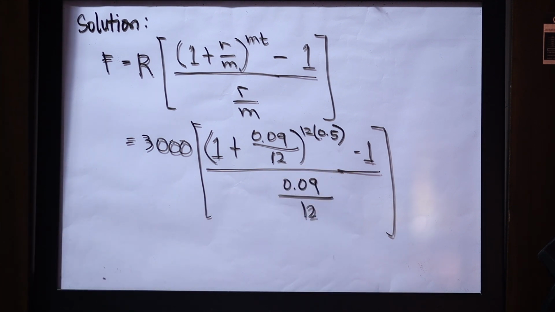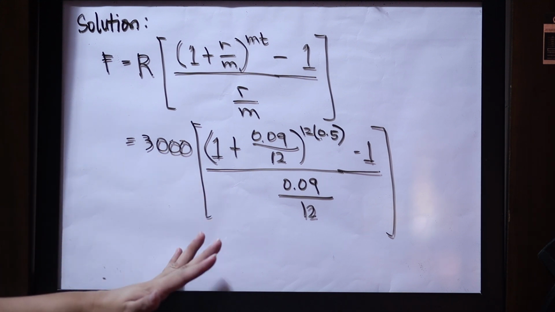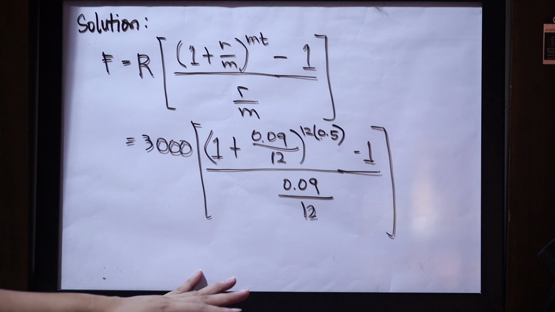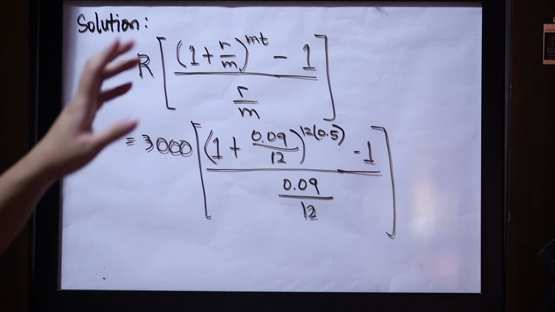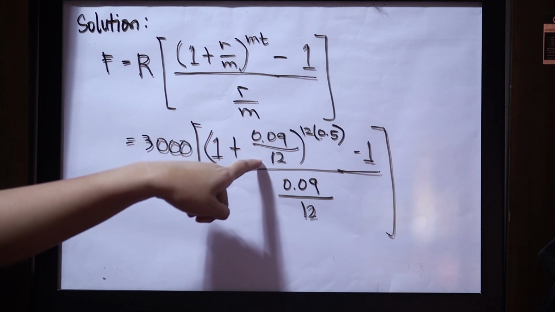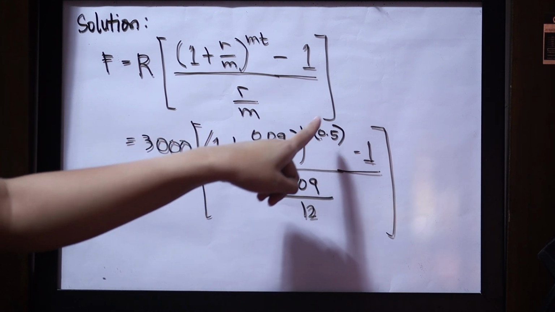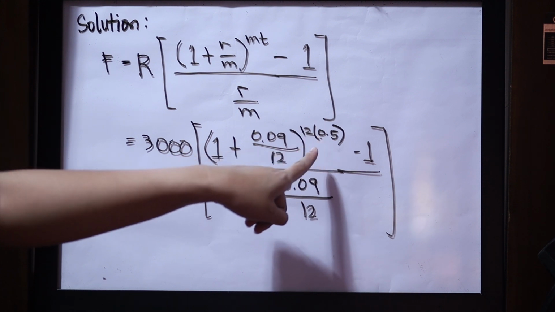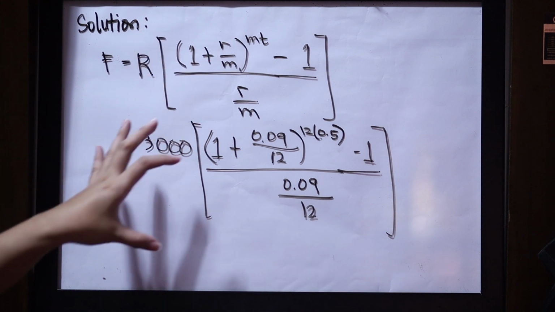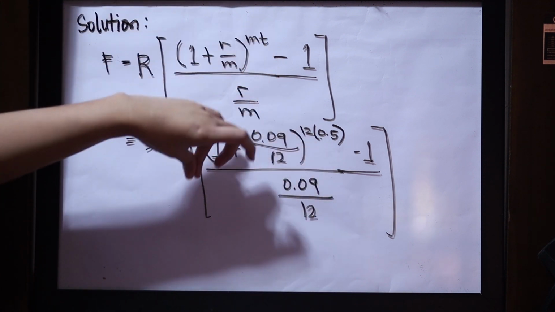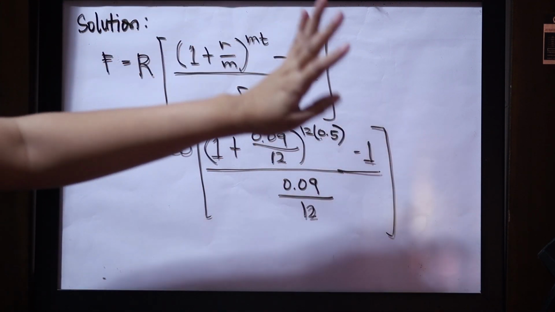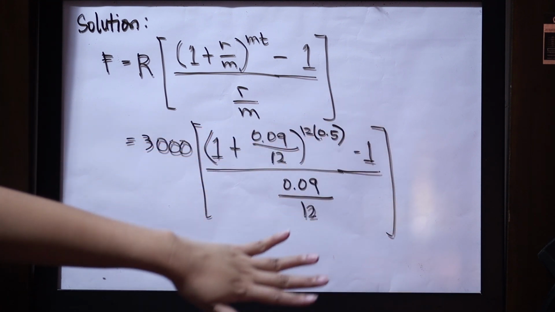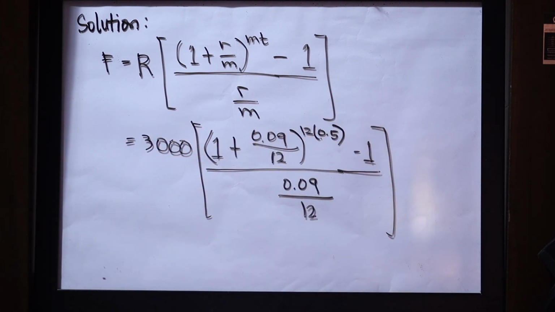Ngayon, kung yung calculator nyo is a 4-liner calculator, kaya nyo tong i-type sa calculator. Huwag lang kayong malilito. Pero kung malilito kayo, step by step natin siya gagawin. Wherein, you simplify 0.09 over 12 first, and then 12 times 0.5. Tapos, tsaka natin isi-simplify yung 1 plus, tsaka natin ima-minus 1, tsaka tayo mag-divide. I'll just show you.